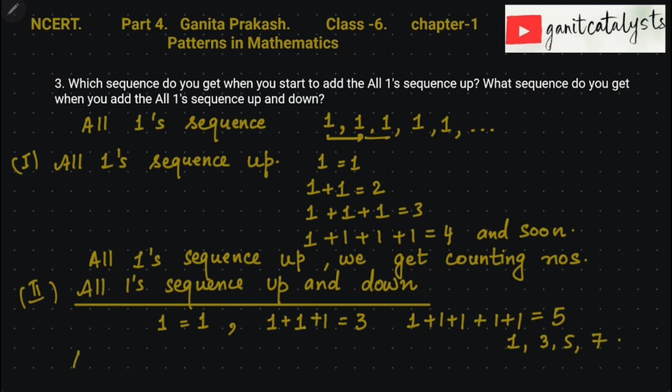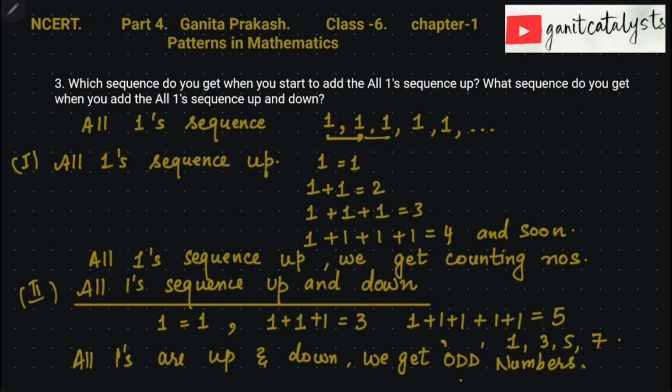Which means when all the ones go up and down, we get odd numbers, right?